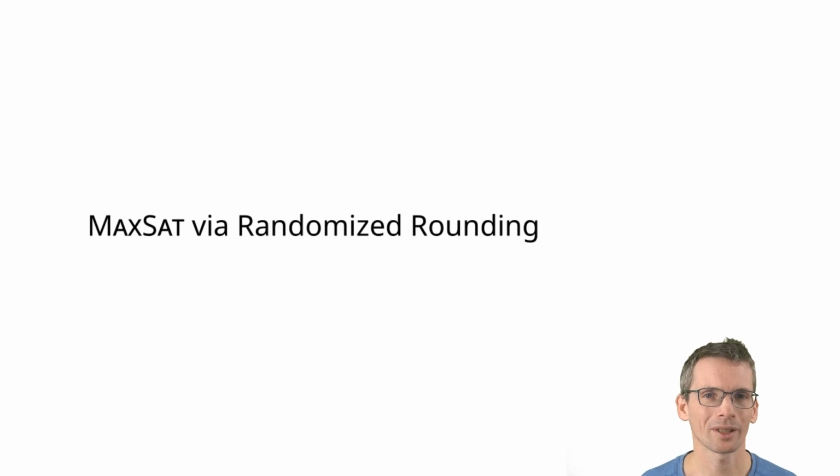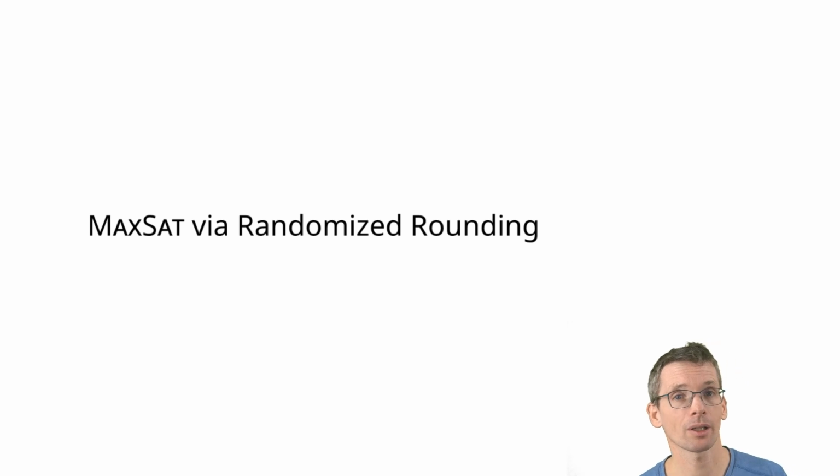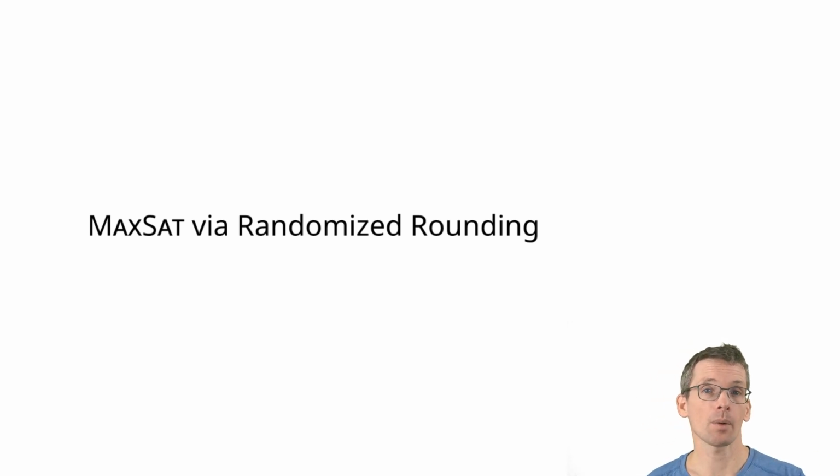Today we're going to take a look at approximation algorithms for MaxSat, so maximum satisfiability. And the focus will be on an approximation algorithm based on randomized rounding. So this is based on linear programming. So you ideally know about linear programming, also integer linear programming. Otherwise, watch those videos first.